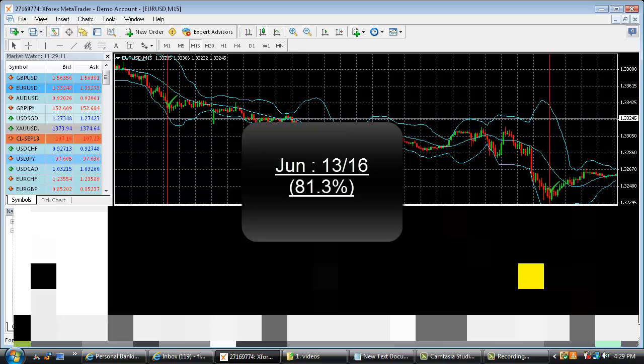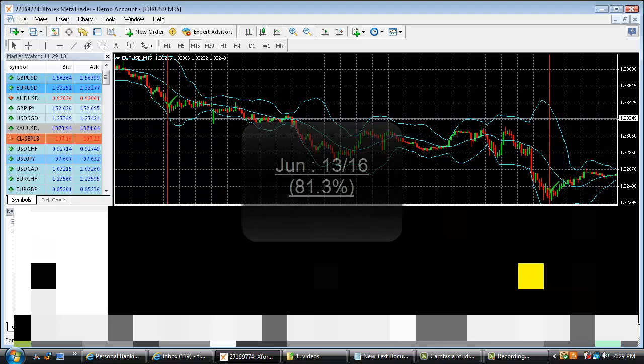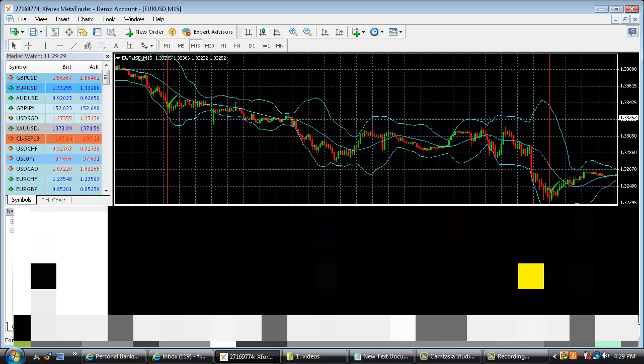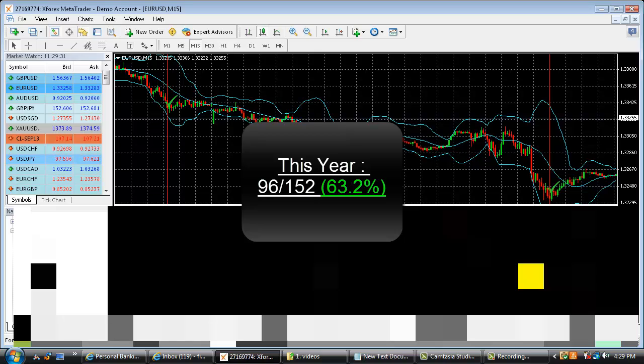In July and August, because August has not ended yet, I've combined the two. So far, the ones that I've plotted, we had 18 over 24. If you add all together, we would have 96 winning trades out of 152. If you calculate, that's a 63.16% win rate thus far this year.